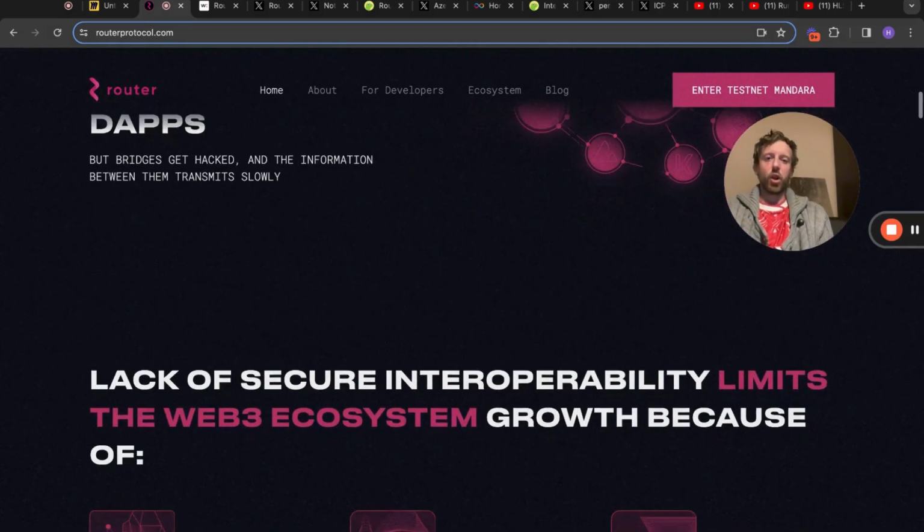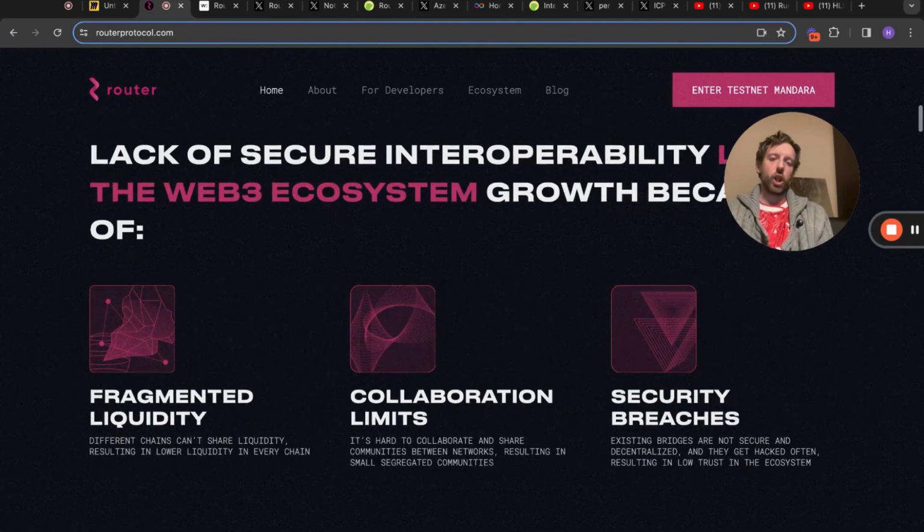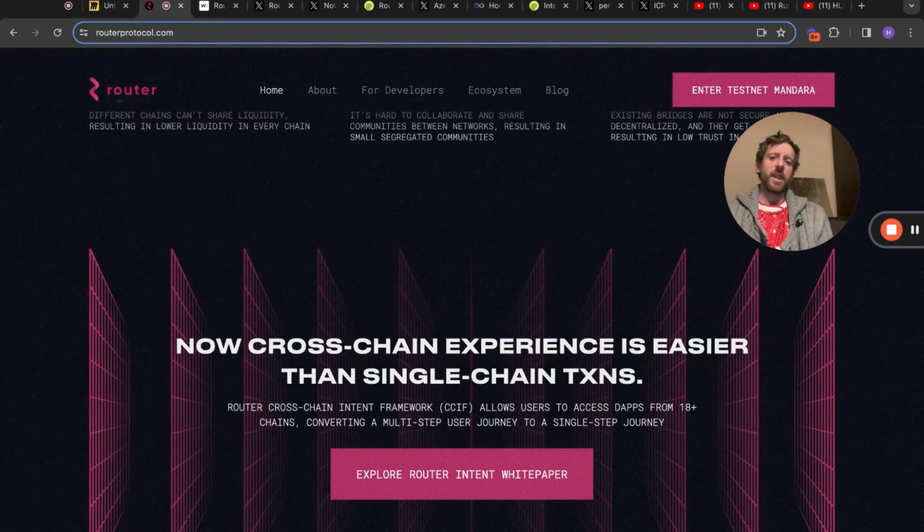So lack of secure interoperability limits Web3 ecosystem growth because of fragmented liquidity, collaboration limits, security breaches, and things like that. Now cross-chain experience is easier than single-chain transactions. So Router's cross-chain intent framework allows users to access dApps from 18 plus chains, converting a multi-step user journey to a single step journey.